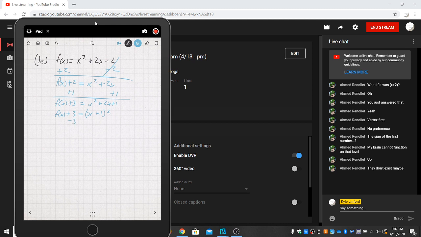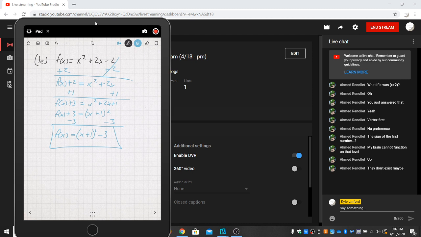And if I subtract 3 from both sides, I'll end up with f of x equals x plus 1 squared minus 3. There is the vertex form, okay? Easy as that. All you got to do is complete the square. Now, I did this where I left f of x, where I should say I worked with both sides.